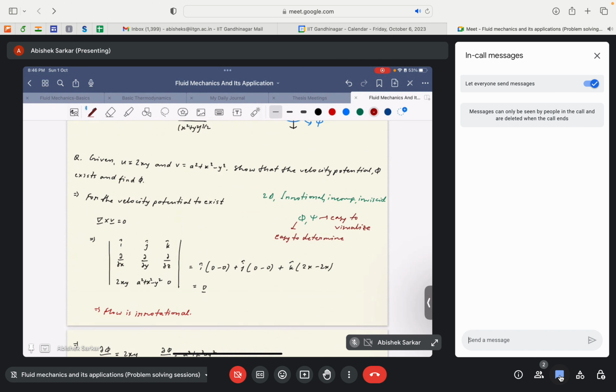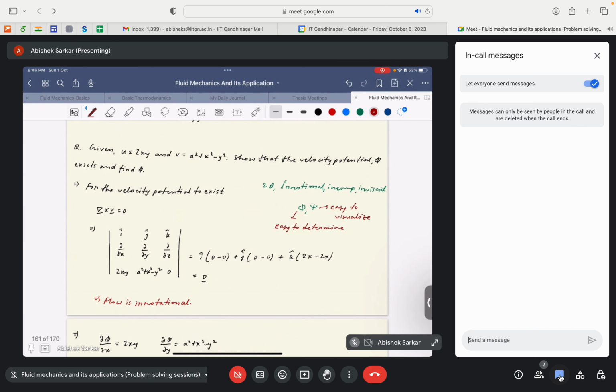Okay, so now we solve some problems. This is a very simple question again. Given u is equal to 2xy and v is equal to a square plus x square minus y square, show that the velocity potential exists and find phi.